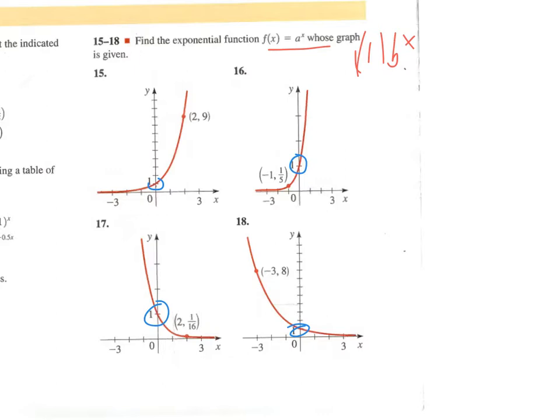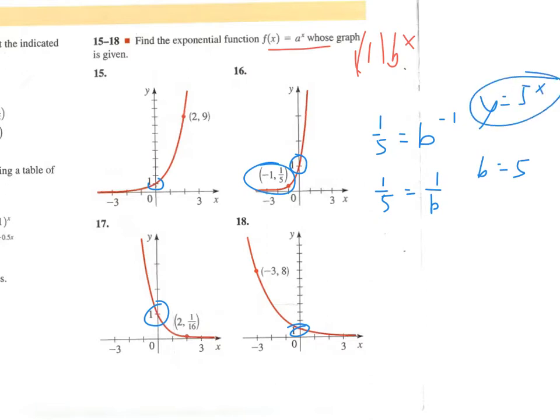So then I would just use the other point to figure out what the base of the exponent is. They're calling it a. It doesn't really matter what you call it though. So I'm just going to say on number 15 here, 1/5 equals b, we don't know, but it's to the -1 power. And so you can write that as 1/5 equals 1 over b. And then it's pretty clear to see that b is 5. So I would just write this as y equals 5 to the power of x. You can see it is exponential growth, so we should have a base greater than 1.